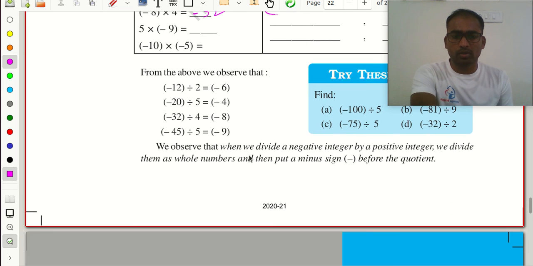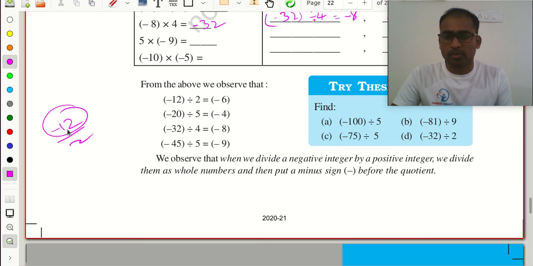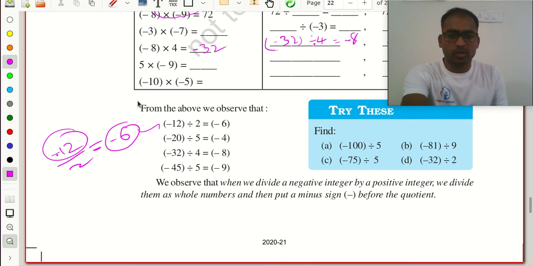After division also, what do we need to do? Suppose I am making the division of minus 12 with 2. This is a negative integer. This is a positive integer. So these two are whole numbers. After division I am getting 6 and I need to put the minus sign here. Clear? Same here. You check for here.